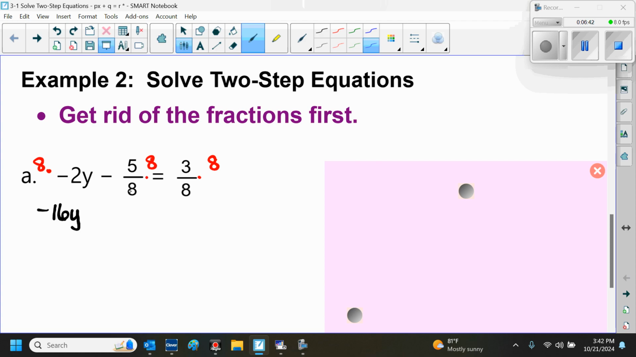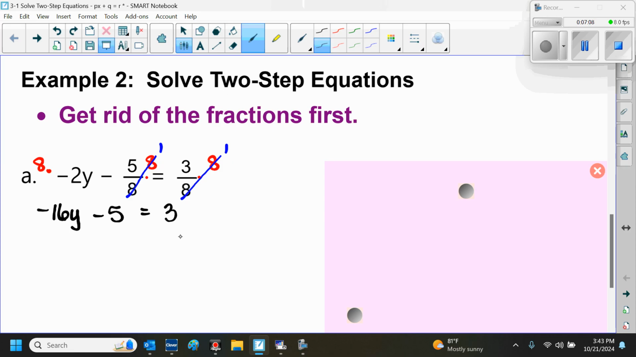Then 8 on the top, 8 on the bottom, those cancel to 1, right? 1 times 5 is 5, so minus 5. See, no fraction. And then over here, 8 on the top, 8 on the bottom, those cancel to 1, and 1 times 3 is 3. So this is equal to 3.